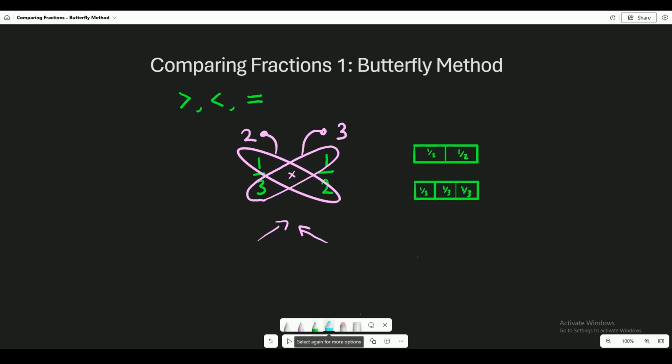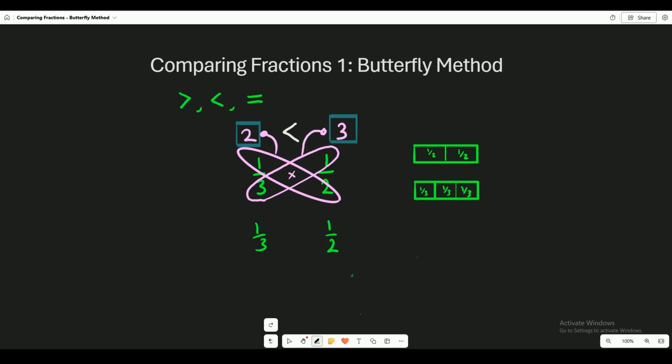Now we look at these two numbers we got, the 3 and the 2. These whole numbers we can compare. We know that 3 is greater than 2. In other words, 2 is less than 3, which means that if we go back to our original fractions, pay attention to where the 2 and the 3 are. The 2 is above 1/3 and the 3 is above 1/2. The symbol that we drew can then be taken down like this, and this is our statement now: 1/3 is less than 1/2.